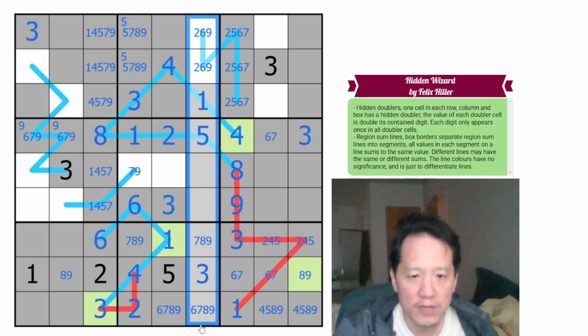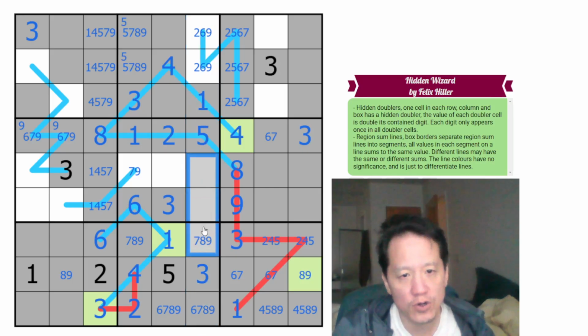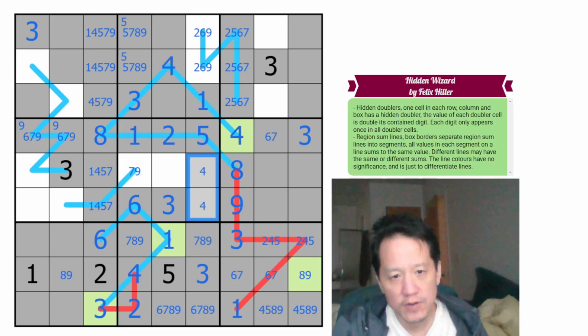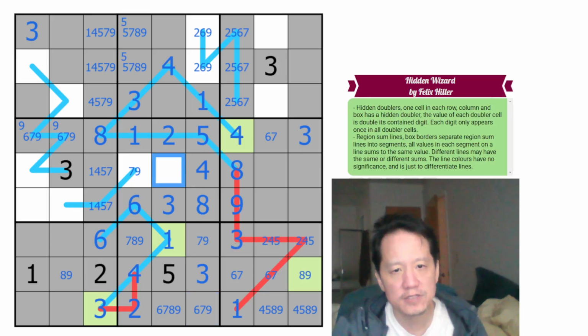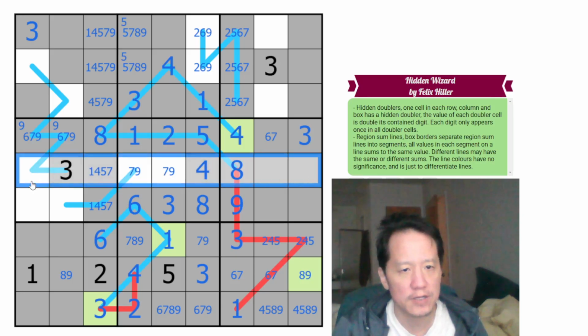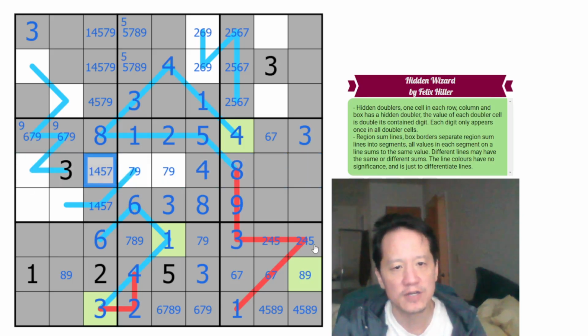What has to be remaining has to be a 4 here. 4, this can't be 8, so therefore this must be an 8, which makes this a 4. These can't be 8 anymore. This has to be 7 or 9, which means we have a 7, 9 pair in row 5, which eliminates 7 and 9 from the rest of the row.